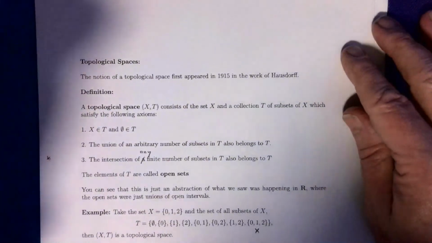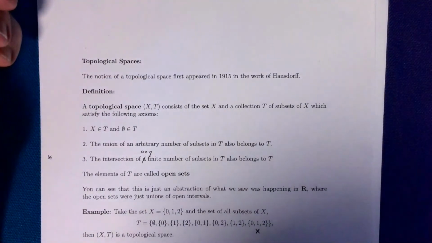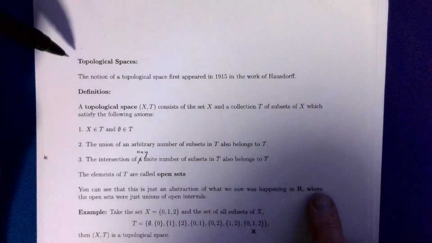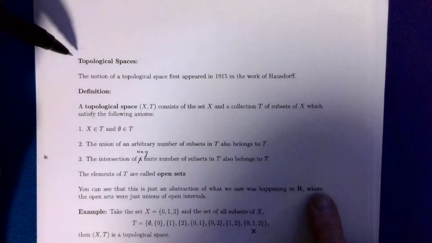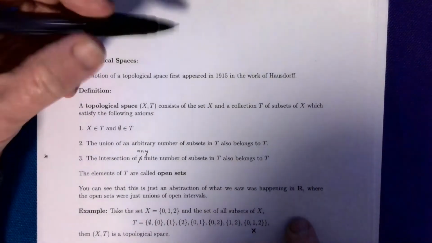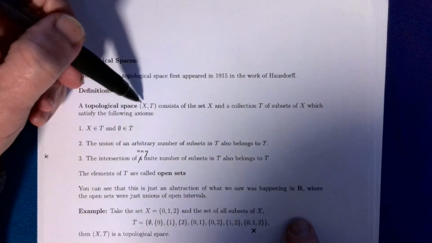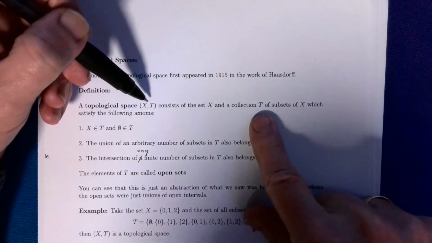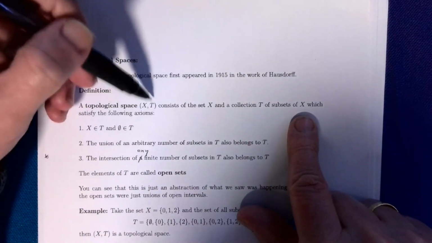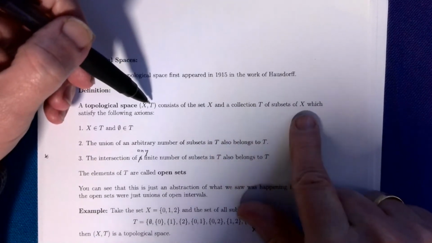So topological spaces. The notion of a topological space first appeared in about 1915 in the work of a guy called Hausdorff, a German mathematician, who was trying to understand continuity in its most general form. So a topological space consists of two objects. It consists of a set X and a collection T of subsets of X. There's an underlying set X and some collection of subsets of X.